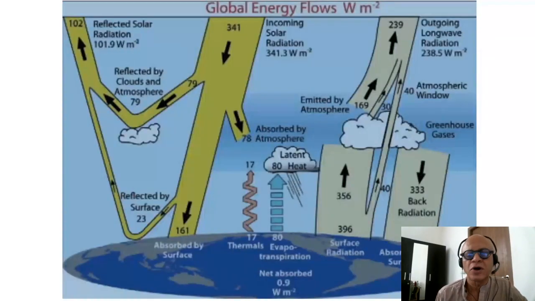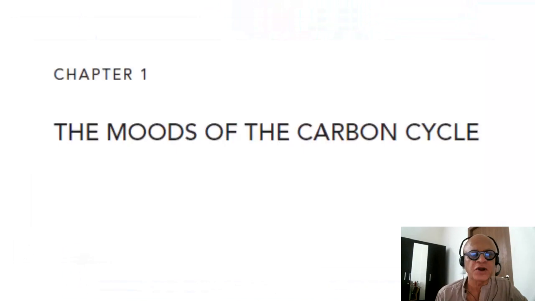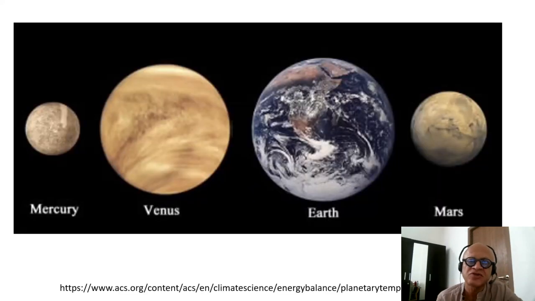Continuing our story of the carbon cycle, chapter 1, obviously the first one was 0, which was just an introduction. Chapter 1 is called Moods of the Carbon Cycle, where we will look at positive and negative feedbacks at different timescales, which is very unusual for the same process like the carbon cycle to have a positive feedback as well as a negative feedback, but it always comes down to energy balance.